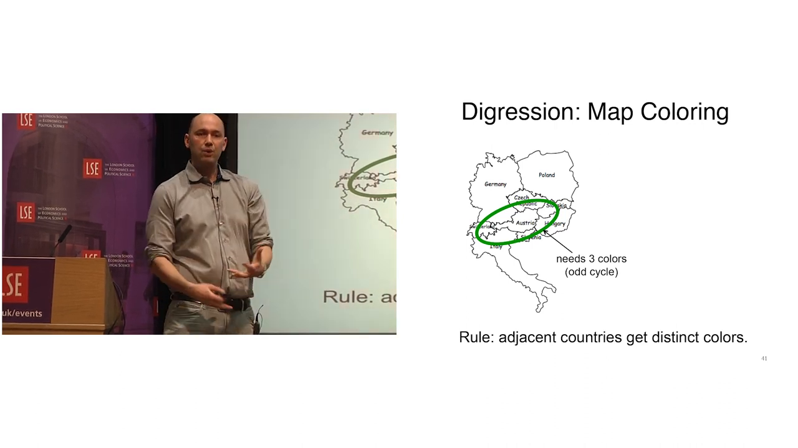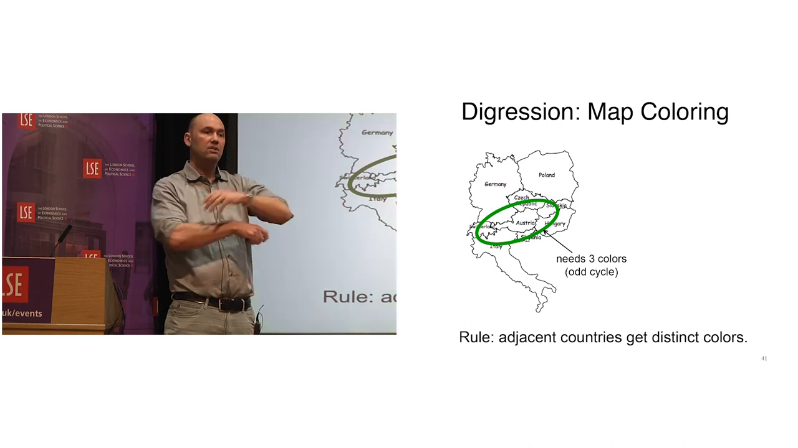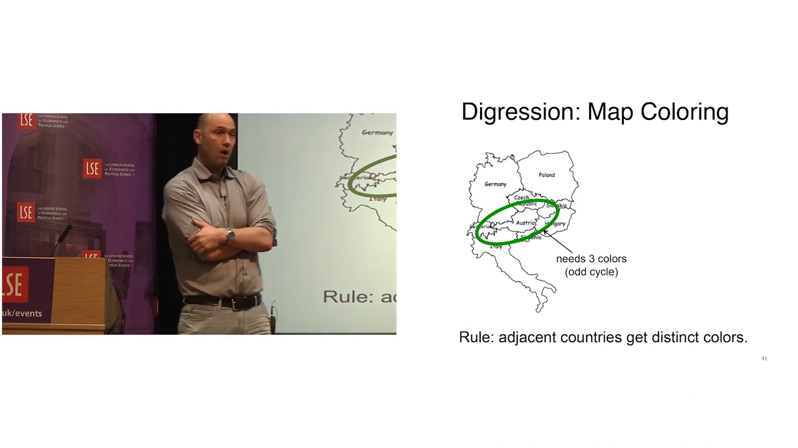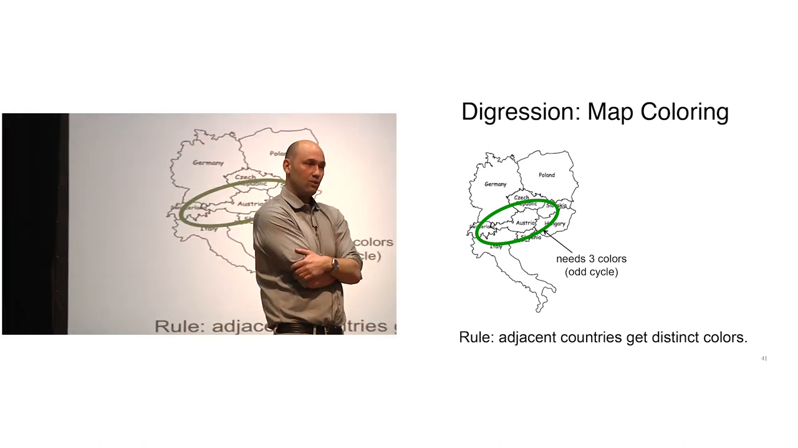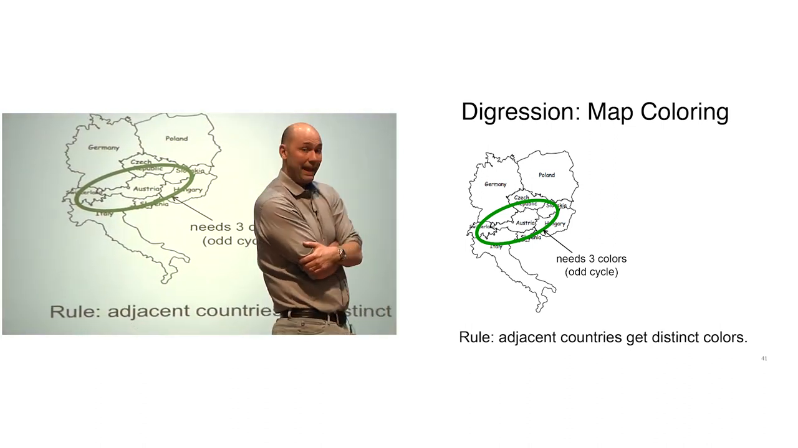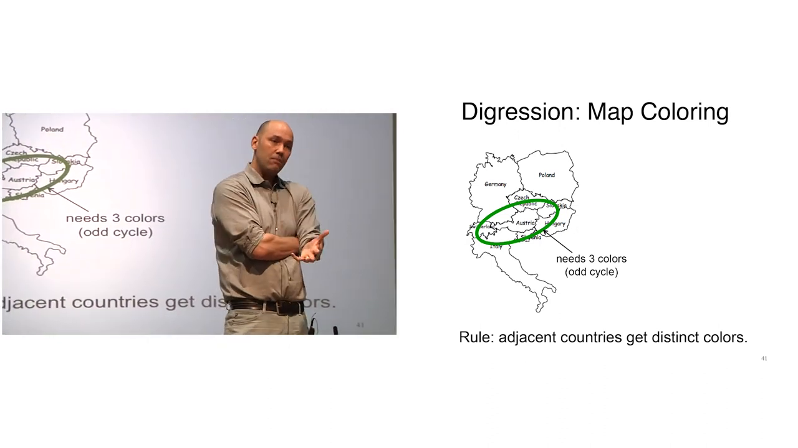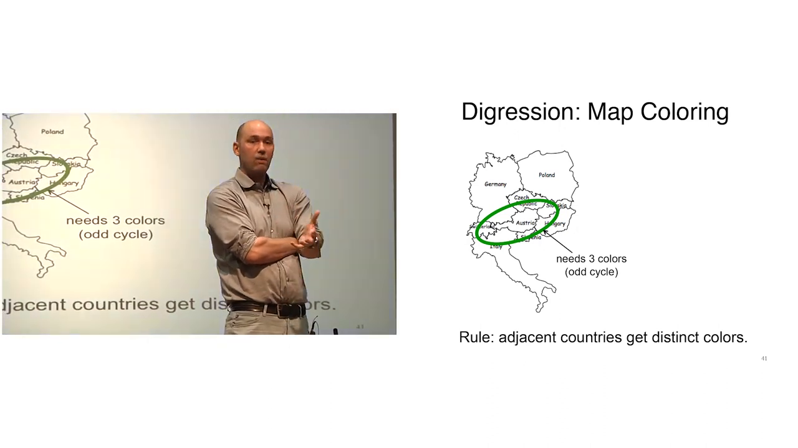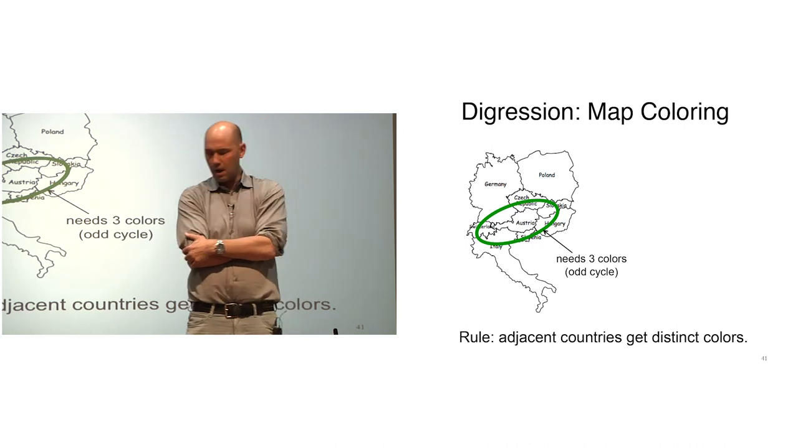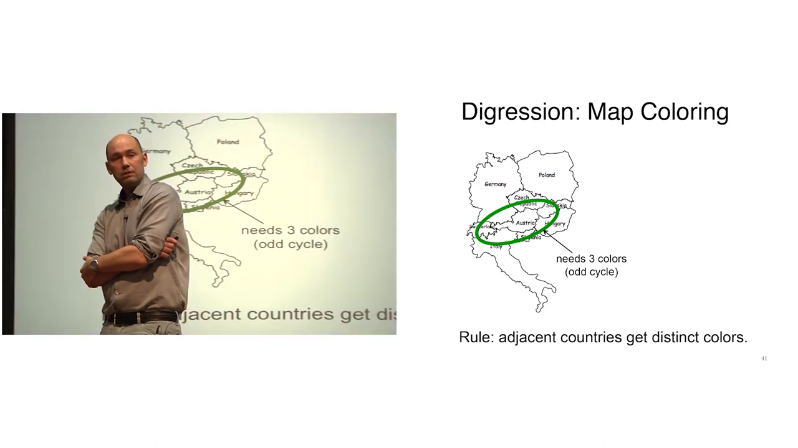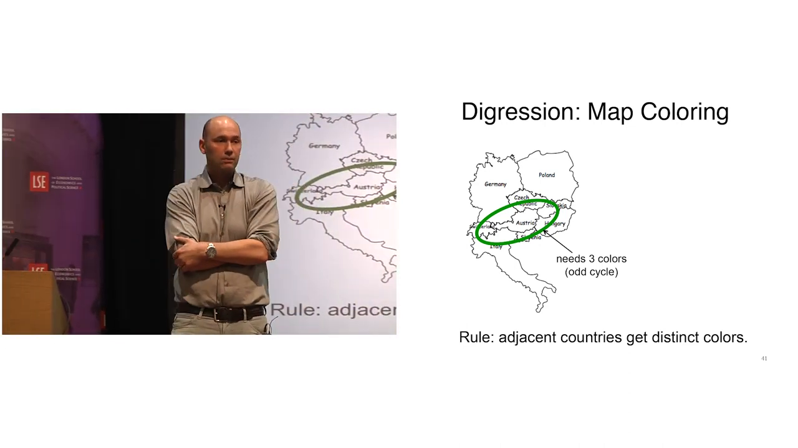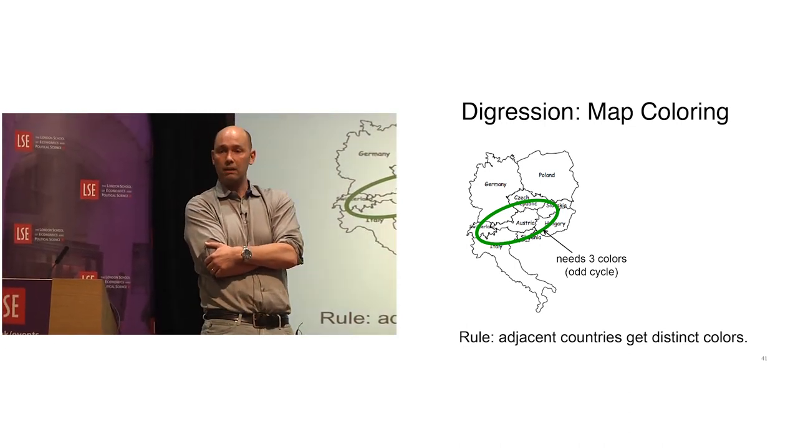I claim that we're going to need 3 distinct colors just to color those 7 countries in the ring around Austria. And it's important that there are 7 countries rather than 6 or 8. If there is an even number of countries in the ring, we could alternate red and blue and avoid any conflicts. But with an odd number, like 7, you need 3 colors to avoid all of the conflicts. Okay? So 3 colors for the ring.